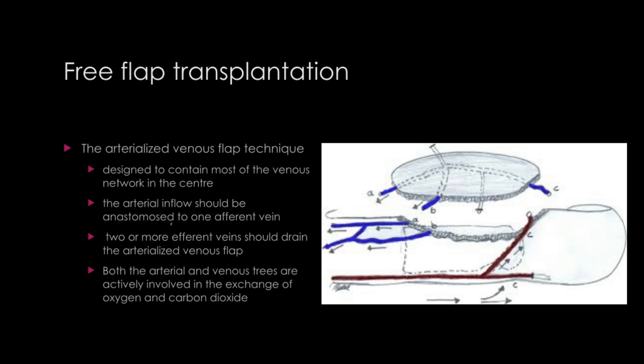The arterial inflow should be anastomosed to one efferent vein, here this is the efferent vein, and two efferent veins to drain the arterialized venous flap. Both the arterial and the venous trees are actively involved in the exchange of oxygen and carbon dioxide. So this is another clinically important aspect regarding the veins and free flaps, which are used to cover defects in the head and neck region, like the free radial forearm flap, where you use it to reconstruct defects in the oral region, the face region, the neck region, or anything.